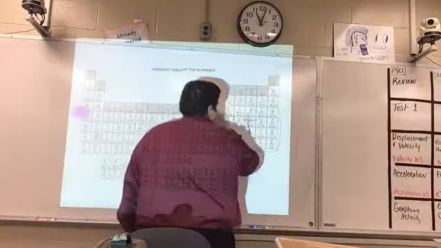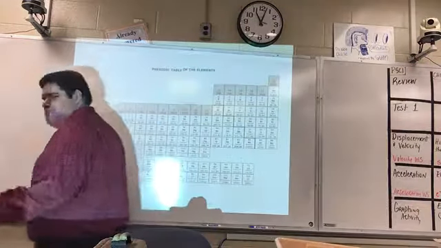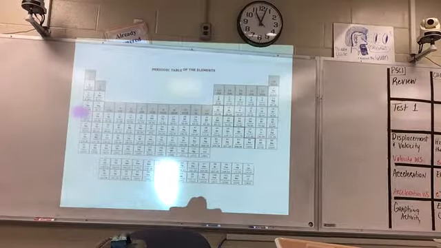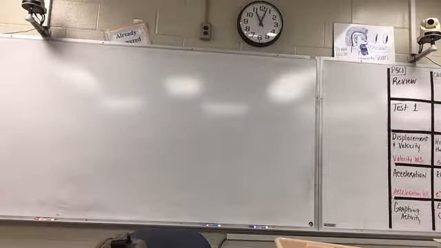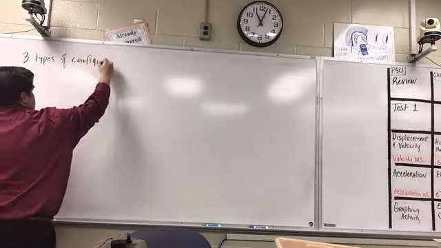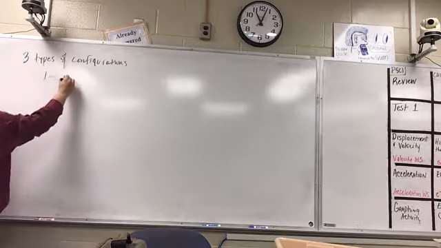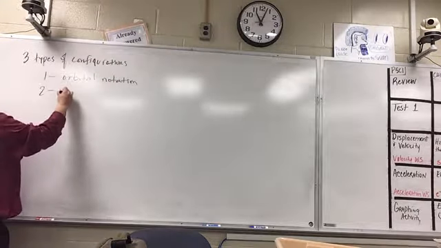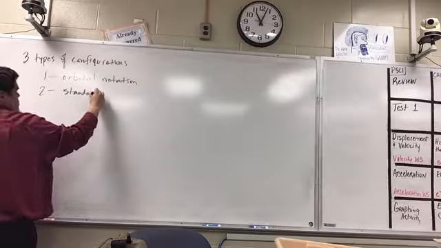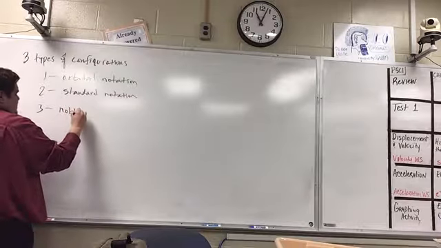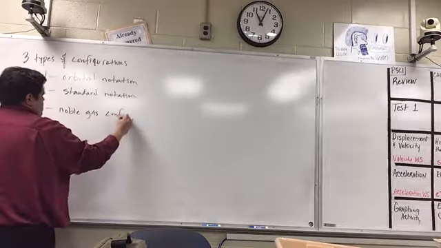Okay? So now, electron configuration. In electron configuration, there are 3 types. Type 1 is what we call an orbital notation. Type 2 is what we call a standard notation. And type 3 is one that we call a noble gas configuration.